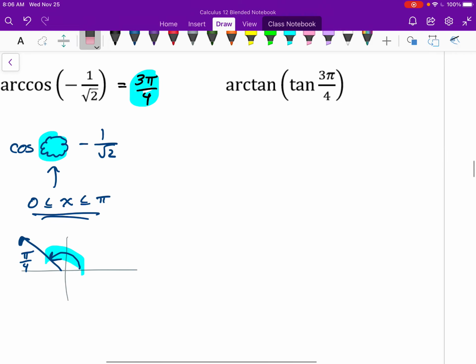Lastly, I have the arctan of tan of 3 pi over 4. Now you may be tempted to look at these and go they are inverses, so they cancel each other out. Yes and no. We got to be careful, and that's because arctan is the inverse of only part of tan.